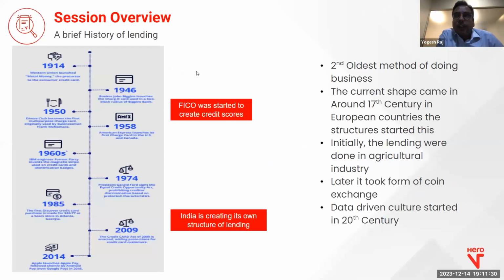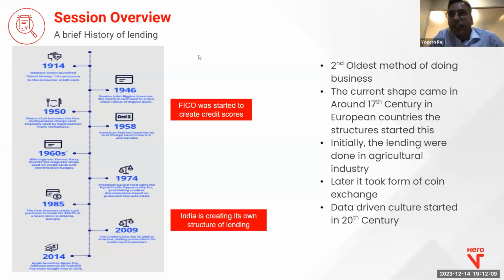The chart on the left, if you can see, covers the current form and shape of lending, but lending is one of the oldest businesses on this entire planet. It has taken different kinds of shapes. If you look for some kind of written proof, then we need to go back to around the 16th, 17th century, where most of the lending was happening between a slave and their owner.